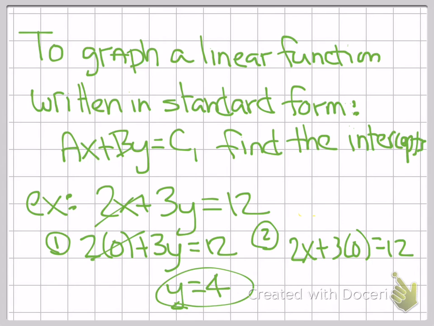Then I'm going to turn around and I'm going to let x be 0. Or excuse me, y be 0. Which means that the term that had y is going to go away. So if this goes away, 2x equals 12 means x would be what? Correct. All I have to have to graph it is 2 points.